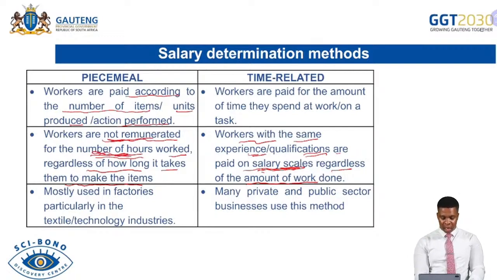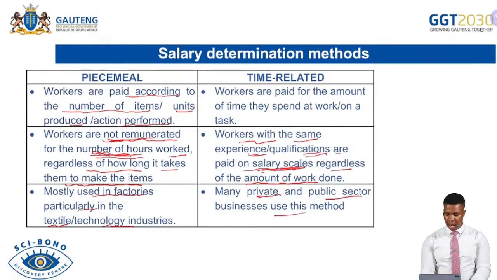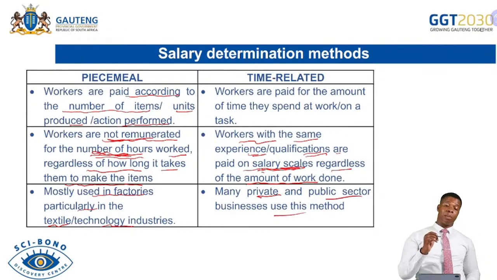So the piecemeal is mostly used in factories, particularly in the textile or technology industry, while the time related is used in the private or public sector businesses as a method to determine salary for their workers. So those are the two methods we have. Just know those two, time related and piecemeal.